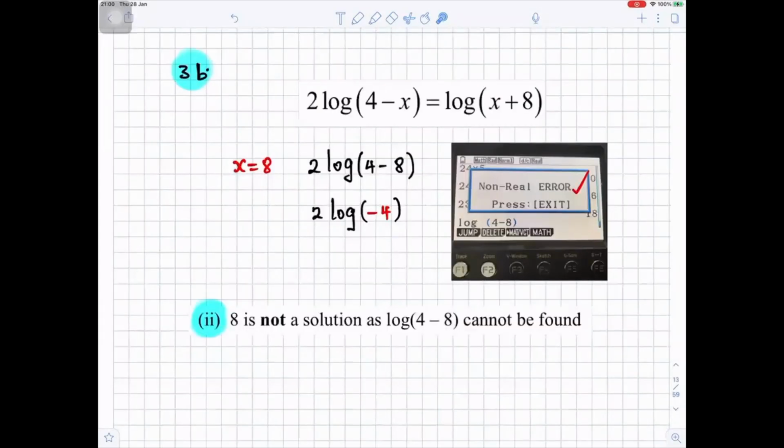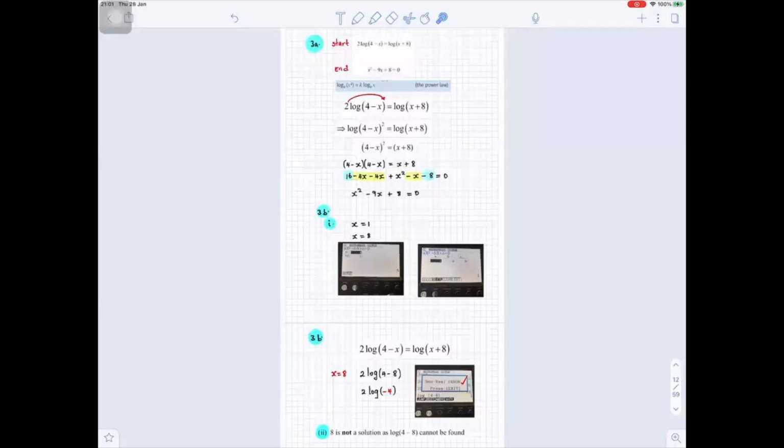What we can do is start with x equals 8. If we substitute 8 there, 4 minus 8 gives you minus 4. And when you find log of minus 4, you put it in the calculator, it gives you a non-real error. That means you cannot find it. So 8 is not a solution, as log of 4 minus 8 cannot be found. So that's your complete answer for question 3a and b.